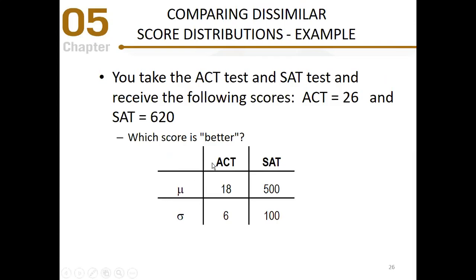Here we have the parameters for the ACT. The mean is 18, and the standard deviation is 6. For the SAT, the mean is 500, and the standard deviation is 100. So go ahead, I want you to practice this right now. Take the population parameters for the ACT and the SAT and convert both of these scores, 26 and 620, into z-scores. Convert those values into z-scores and tell me which one is more competitive, which one is the better score. Go ahead and spend a few moments doing that. I'm going to pause the lecture video for a moment, and I encourage you to do so as well.